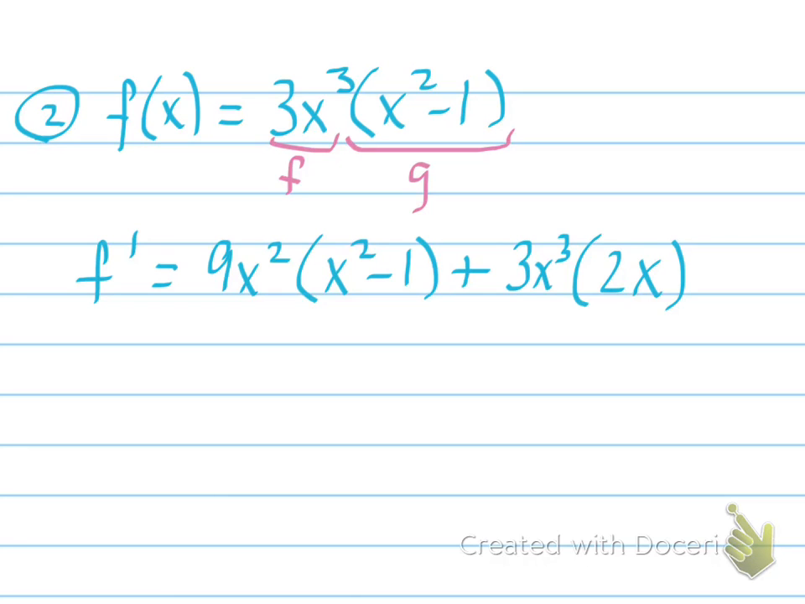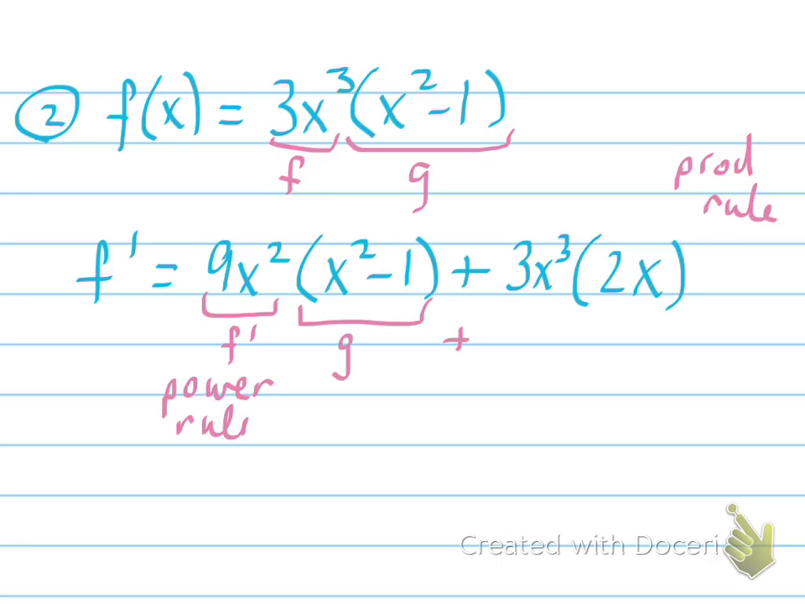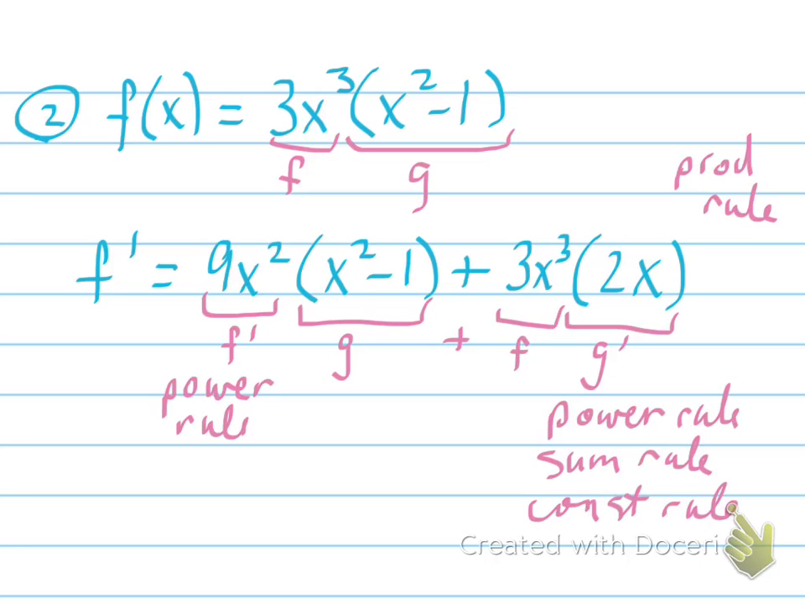If I take the derivative of this, I take the derivative of f, which is 9x squared, and I do that using the power rule. And then I take g and just leave it alone, so x squared minus 1. And then I take f, which is 3x cubed, times g prime. How do I get g prime? Well, I use a power rule on that x squared. I use a sum and difference rule to separate that x squared and that minus 1. And then the derivative of minus 1 is 0 by the constant rule. And of course, the overarching rule I used here was the product rule.